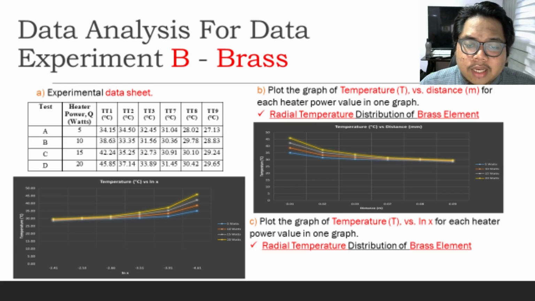Lastly, this is the answer for experiment B. We use a brass element. From this datasheet, we can plot the graph of temperature versus distance. This graph shows the linear distribution of the brass element. And question C, plotting the graph of temperature versus ln x, shows the increase for every watt.